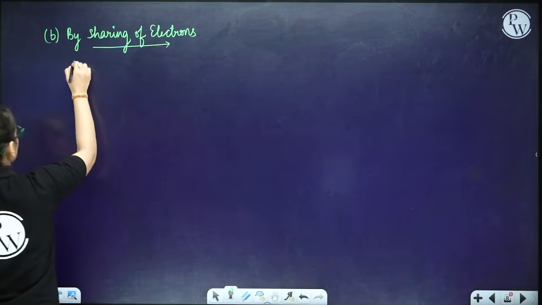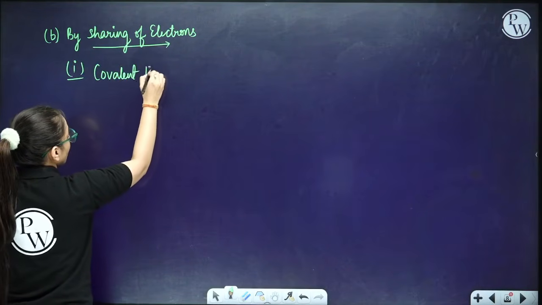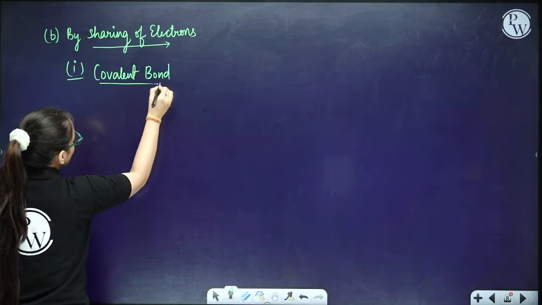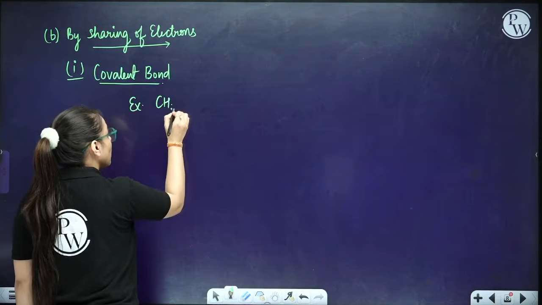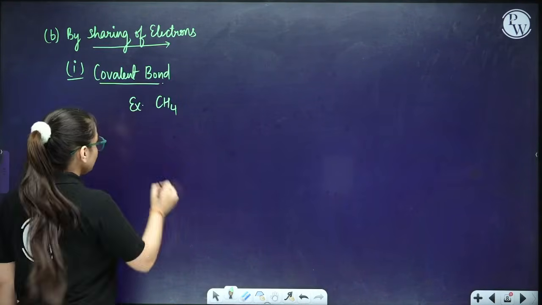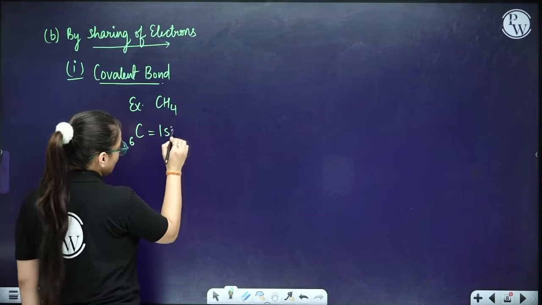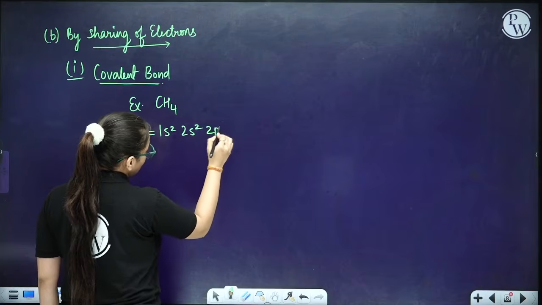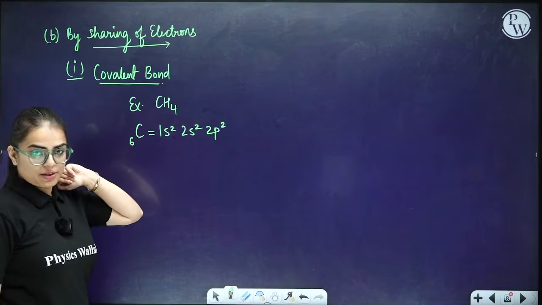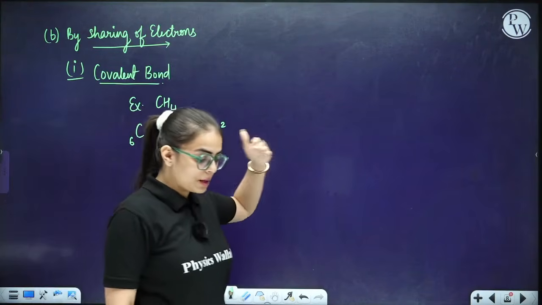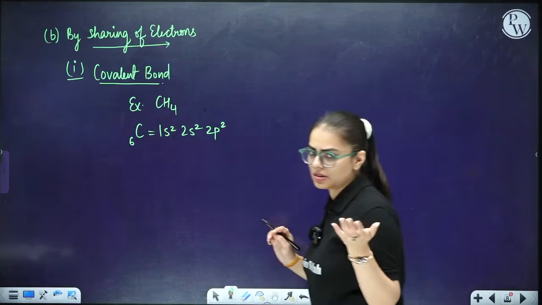First I am taking the case of covalent bond. In the case of covalent bond, I'm taking an example of CH4. Now students, you very well know about carbon. Carbon is atomic number 6, so it is 1s2, 2s2, 2p2. It is combining with 4 hydrogen atoms. Though you will understand in the upcoming segment what hybrid orbitals are and how hybridization takes place, in general I'm just discussing it normally.